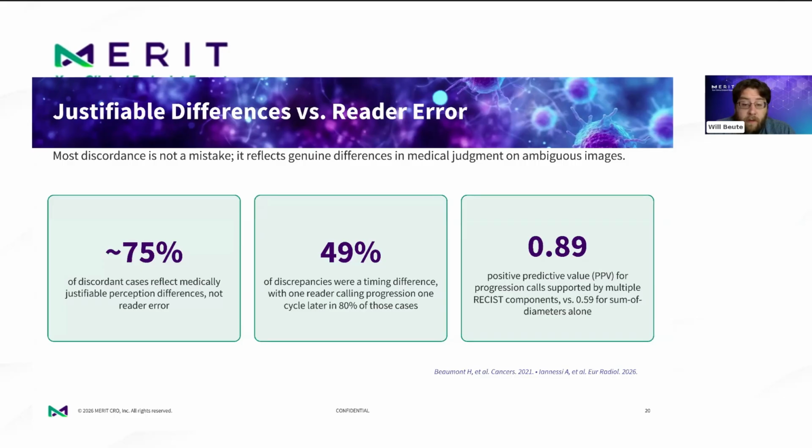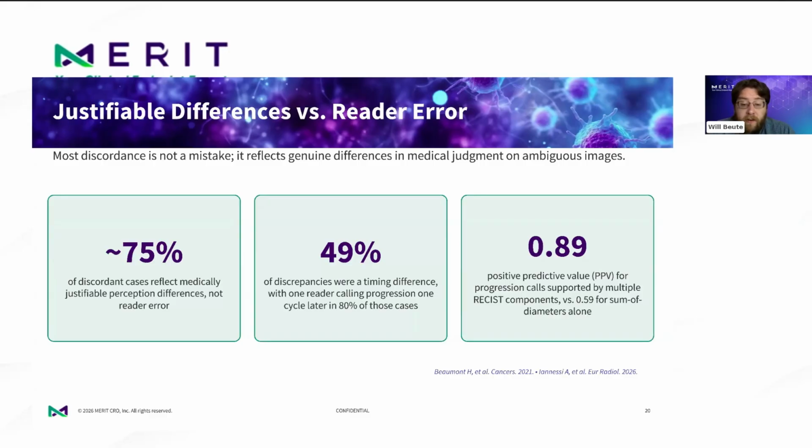About 49% of discrepancies were a timing difference, not a disagreement about whether progression happened, but about when. And in 80% of those, it was just a 1 cycle offset. So one reader called it at this scan, and then the other called it at the next. And there's a nice illustration of how confirmation helps. A progression call supported by multiple RECIST components at once was found to carry a positive predictive value of 0.89 in one study versus just 0.59 when it rests on the sum of diameters alone. So more corroborating signals produce more reliable calls.